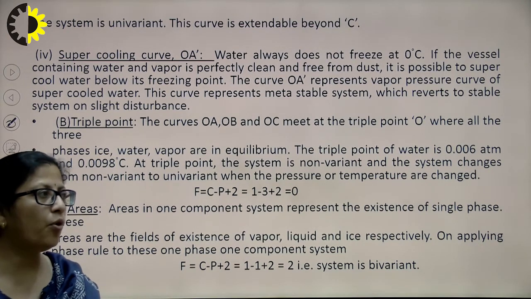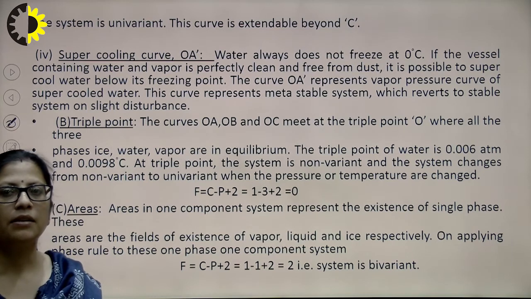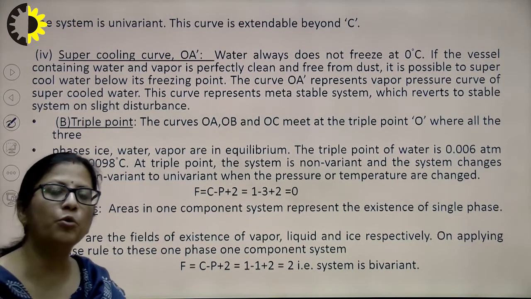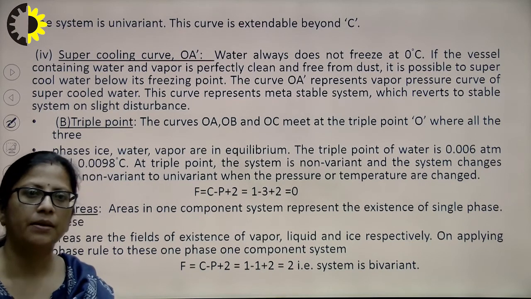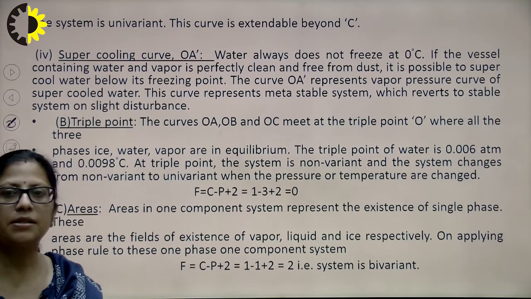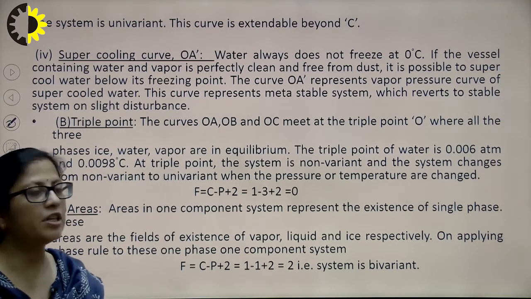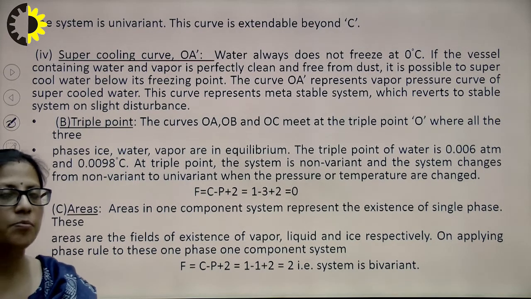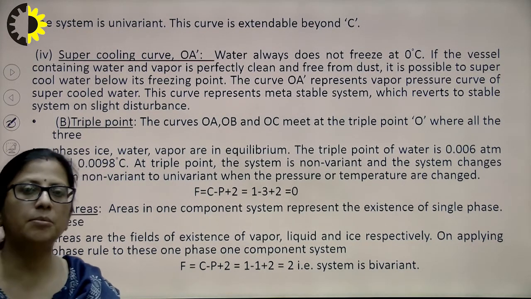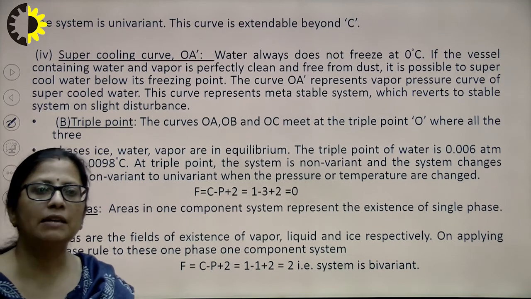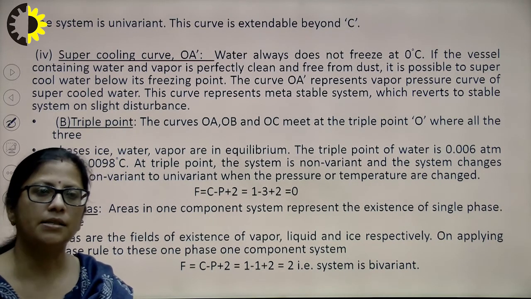And the curve OA represents the vapor pressure curve of supercooled water. This curve represents a metastable system which reverts back to the stable system on slight disturbance. If I add a small amount of ice, causing a disturbance in the system, then the supercooled water will get converted back into ice.